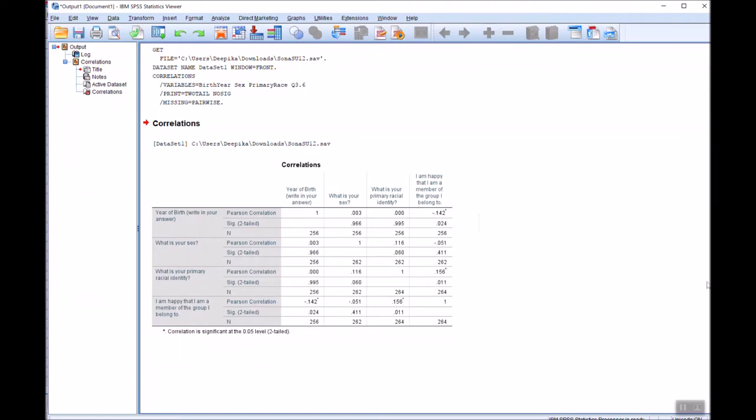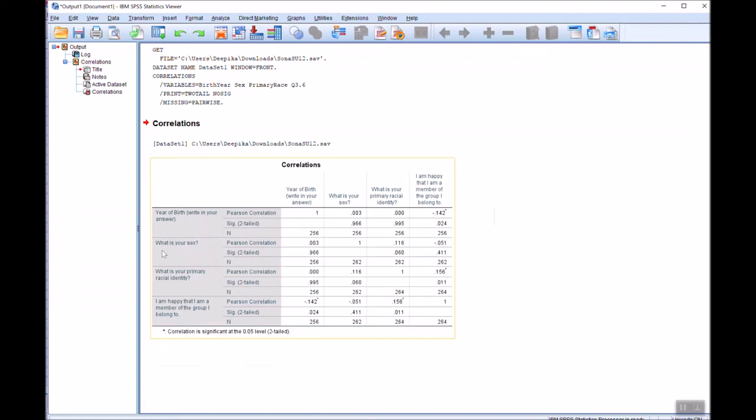The way you would report it is that you would state that there was a negative relationship between year of birth and happiness in ethnic group, meaning that as year of birth increased, happiness in ethnic group decreased. And then when you report the Pearson correlation, you would report it as a lowercase r, and then say r equals negative 0.142, p is less than 0.05, or you could say p equals 0.024.